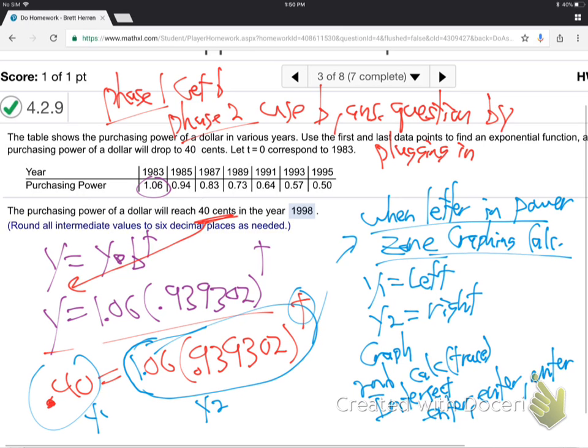So hit Y, and there's Y1. So Y1's going to be the left side, which is just 0.40. Hit enter. And Y2 is going to be the right side, which is 1.06, parentheses, 0.939302, parentheses.